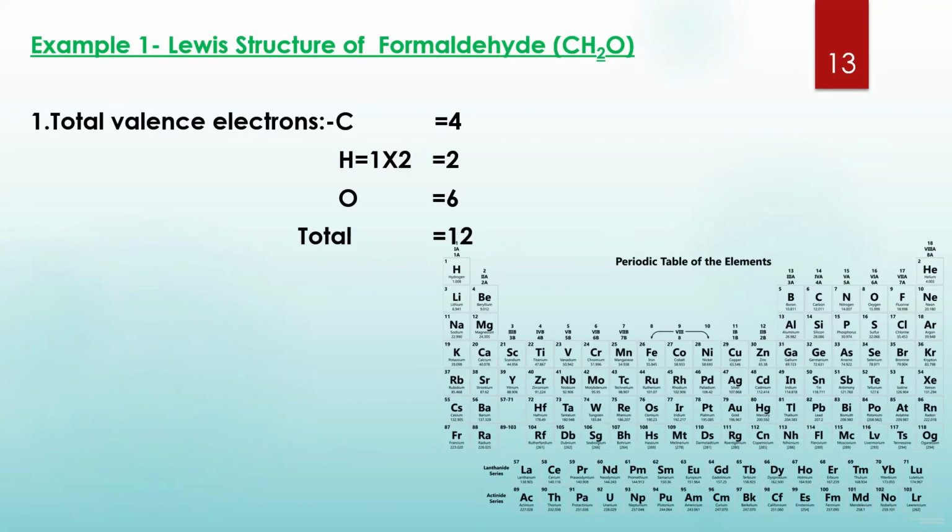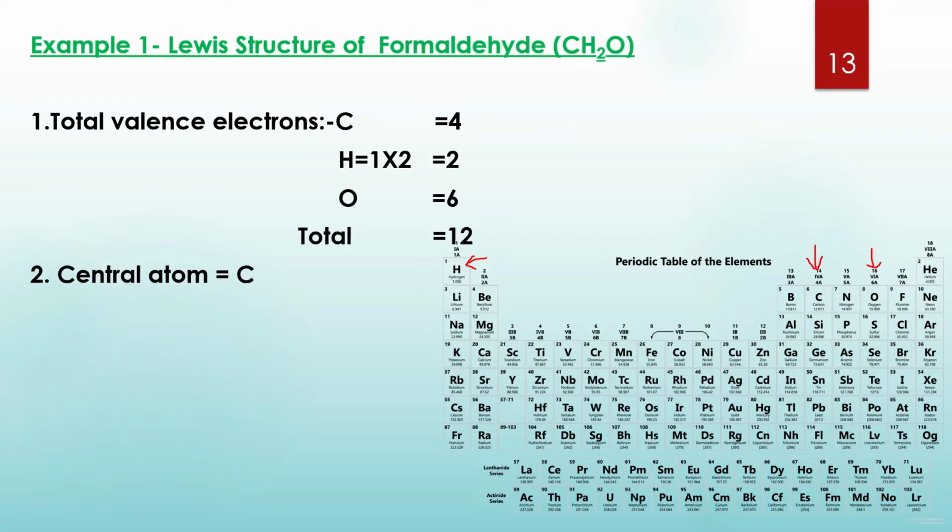So now let's draw some Lewis structures. The first structure is formaldehyde, CH2O. We calculate the valence electrons. Carbon, if you look at the periodic table, has the configuration 2s2 2p2, so we have 4. Hydrogen has just 1 valence electron, and since there are 2 hydrogens, you multiply it by 2. Oxygen has the configuration 2s2 2p4, so there are 6 electrons. You add them and you get 12.